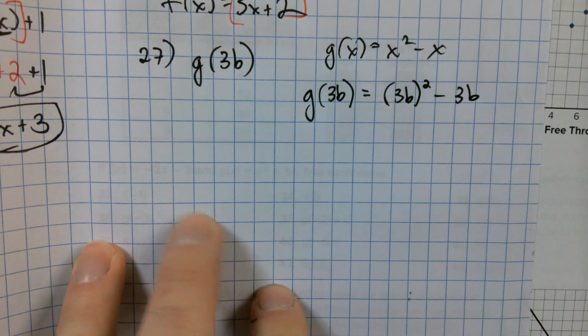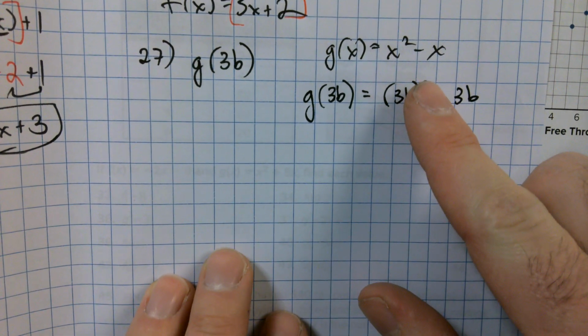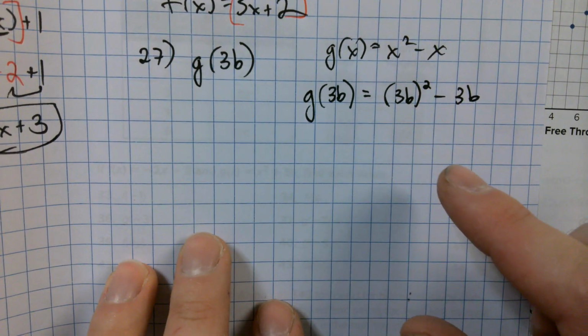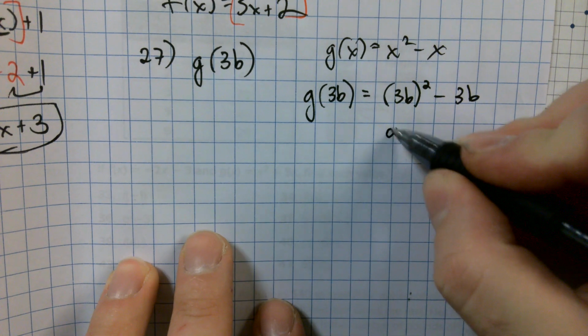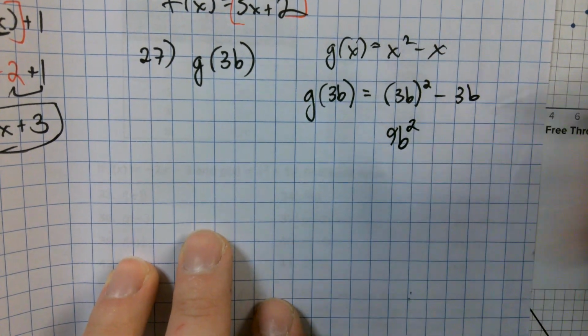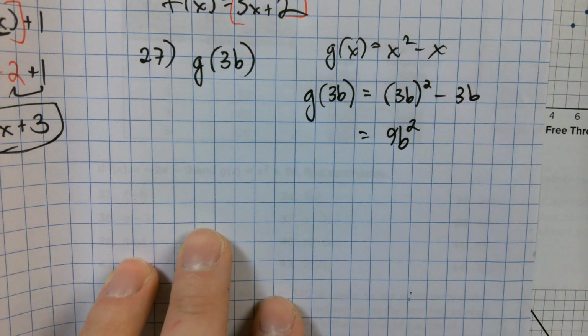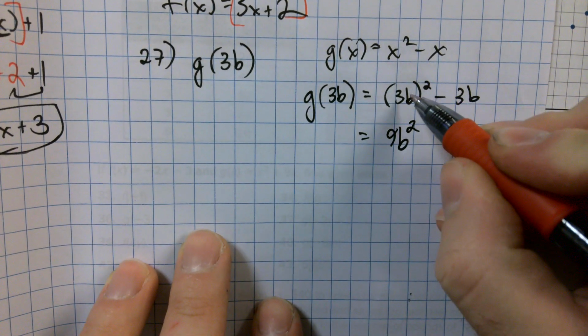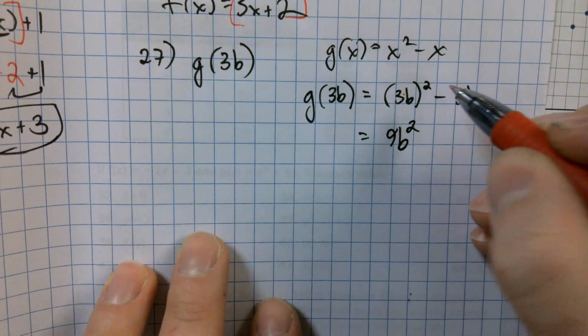What's 3b squared? Now this is going to come up today in our new lesson, so pay attention. 9b? Nope. 9b squared? There we go. 9b squared. Why? What we're doing, and this is going to come up today.